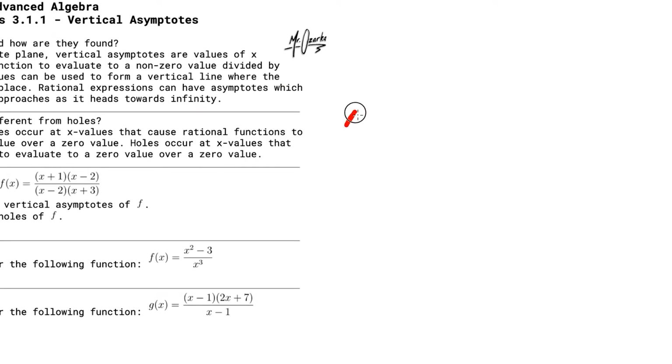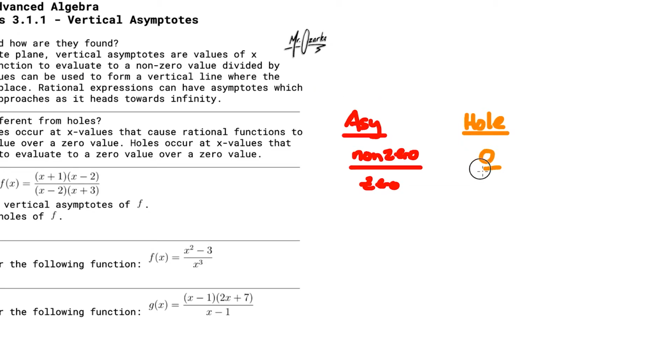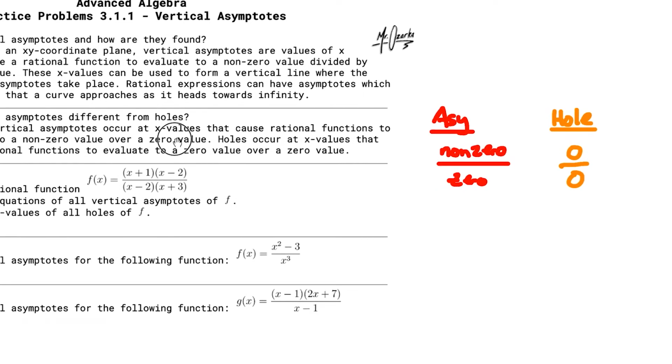If you have an asymptote, it is going to be a non-zero, so something that's not 0 on the top, divided by 0. Okay, a hole, on the other hand, would evaluate to a 0 over 0. Okay, so that's the main difference between them. Now, obviously, they look different on the graph as well, but this is just how they evaluate from the algebraic side of things, how they're different.